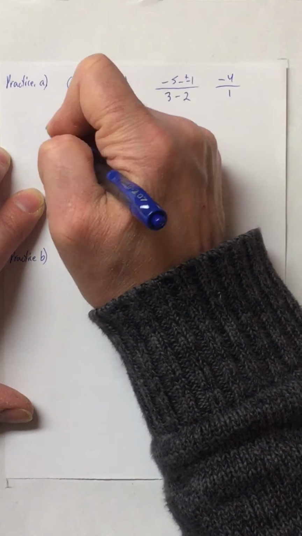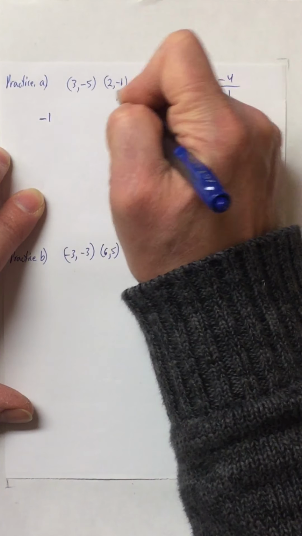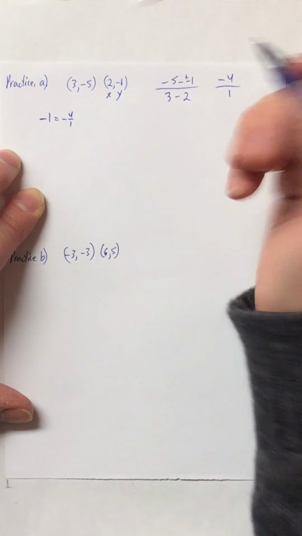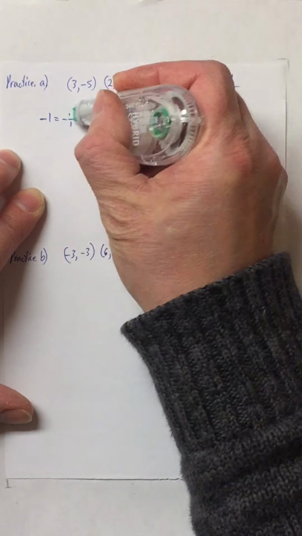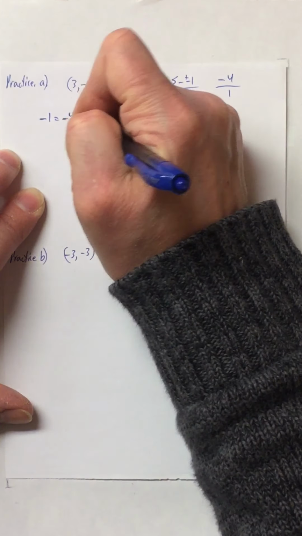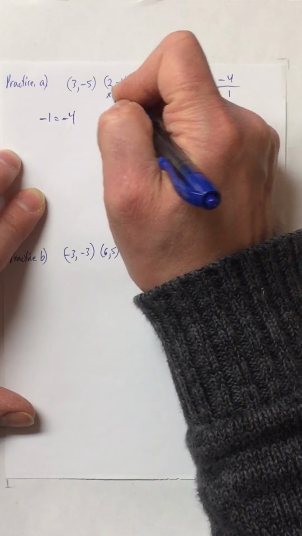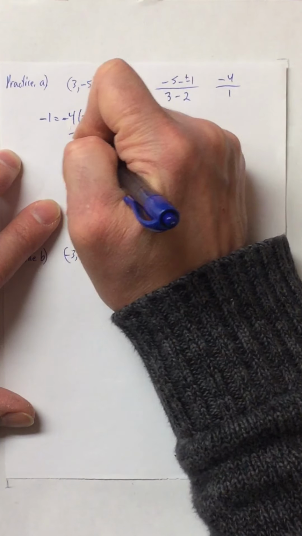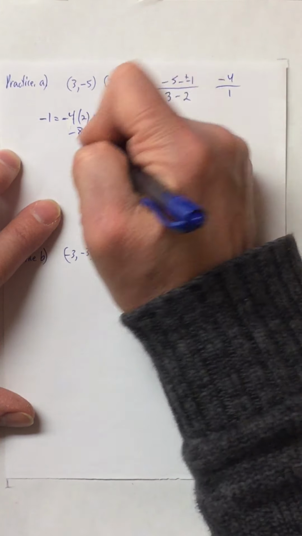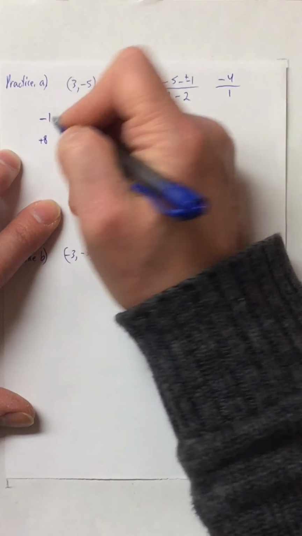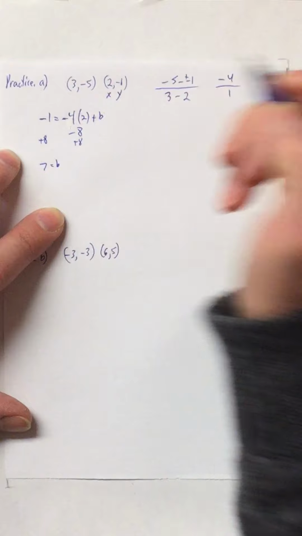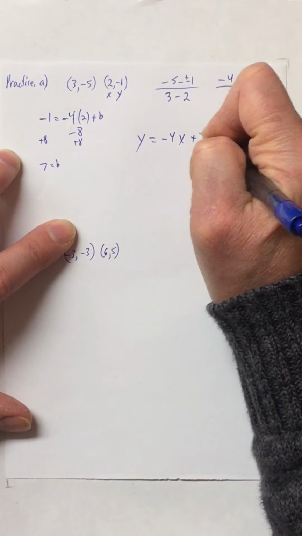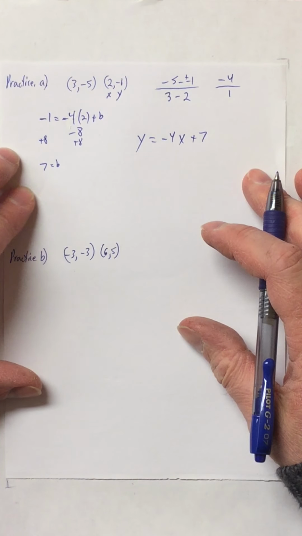So I'm going to put my y value in. Negative 1 is my y. Here's my x. Is equal to my slope, negative 4. Well, let's clean that up. That's just negative 4. And then my x value is 2, and then plus b. So negative 4 times 2 is negative 8. To get it away from this side, I'm going to add 8 to both sides. So negative 1 plus 8 is 7 for an intercept. So let's rewrite this. Y is equal to negative 4x plus 7, and there is my answer.